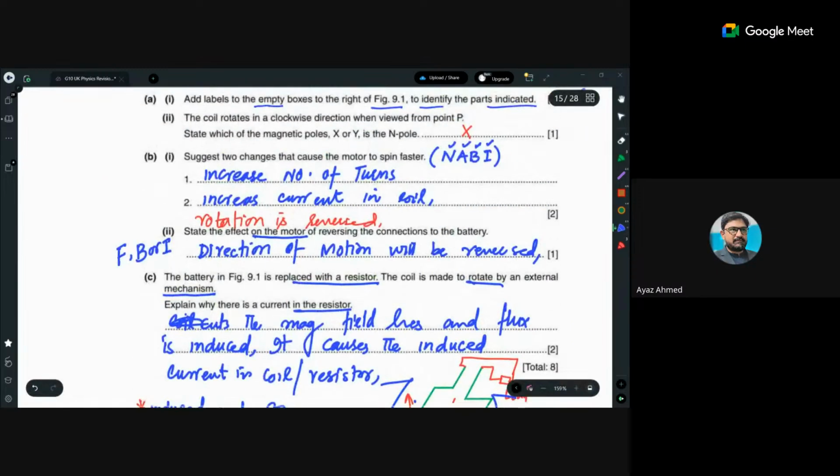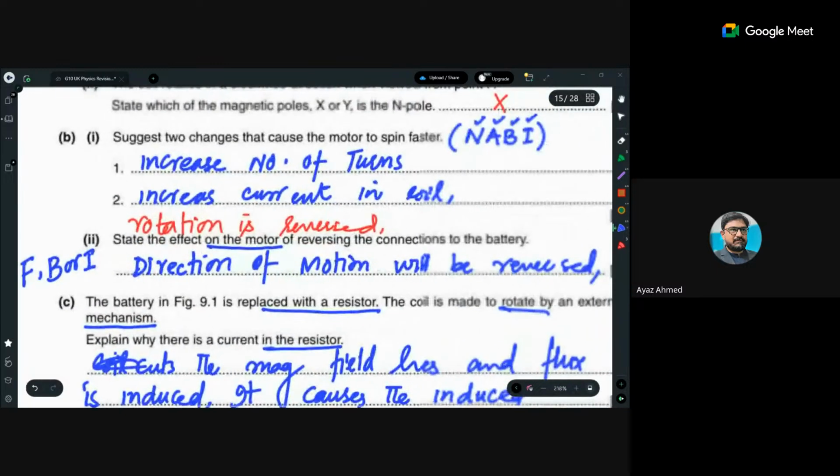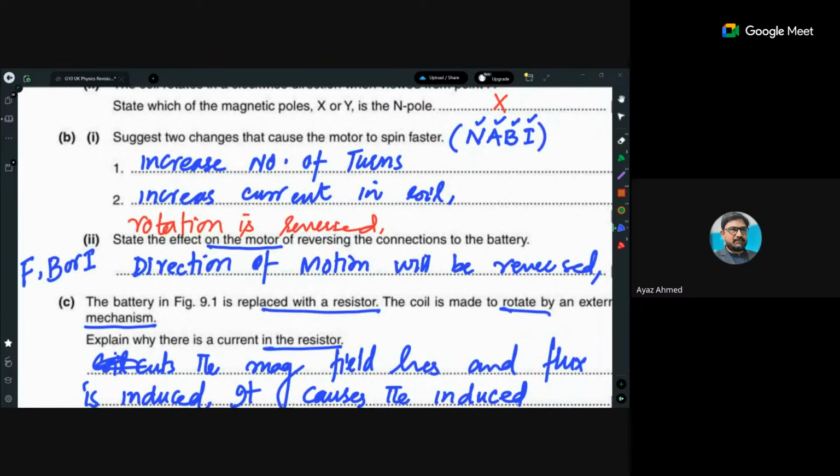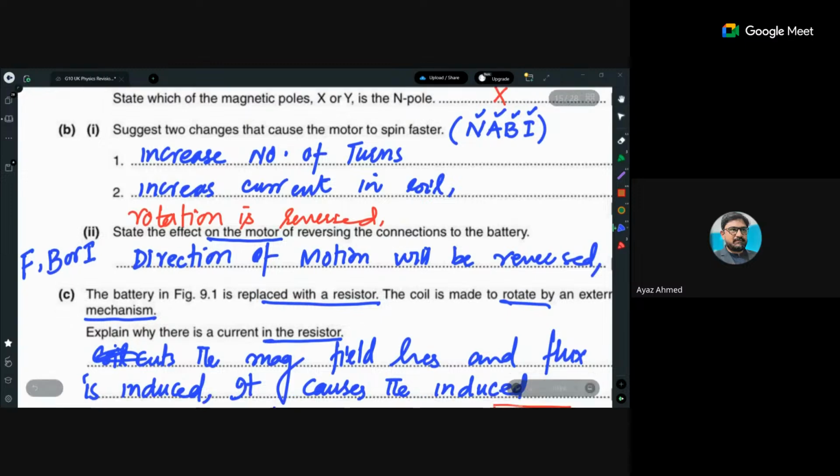Then I told you the question is: suggest two factors that cause the motor to spin faster. So I told you that the number of turns can be increased, the area of the coil can be increased, the magnetic flux density, that is, the magnetic field strength, can be increased, and the current in the coil can be increased to make it rotate faster. Is it clear to you? Clear, sir. These are four factors you have to recall. Then suggest two changes that cause the motor to spin faster. Okay, I have written it down.